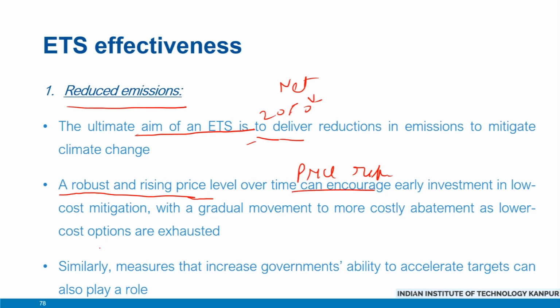Lastly, measures that increase government's ability to accelerate targets can also play a very important role. The evidence from the ETS, the emissions trading system, to date suggests that emissions are often reduced for a lower cost than first anticipated, because there is a learning curve involved here. Given this, policies that maintain steady and stable prices can bring forward cost-effective emission reductions and make it much easier to drive up and accelerate emission reductions over time. So steady, stable and reliable processes are very important.